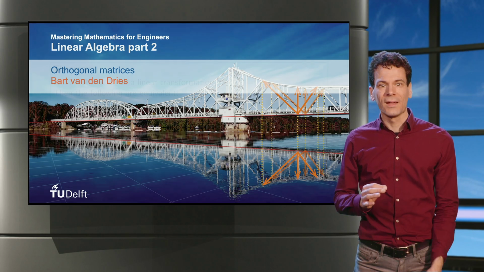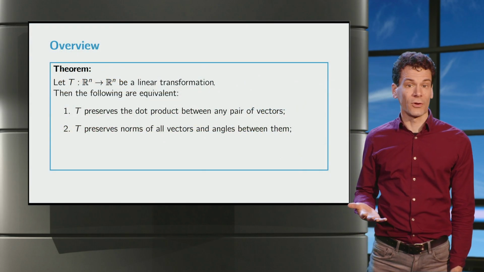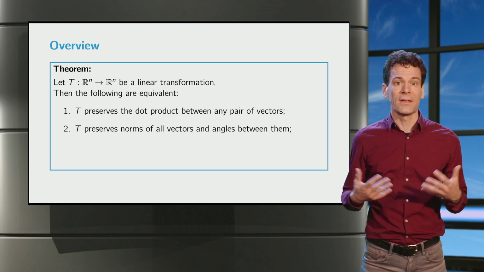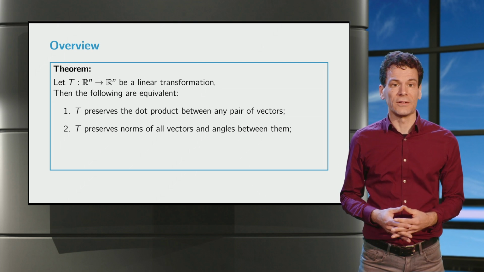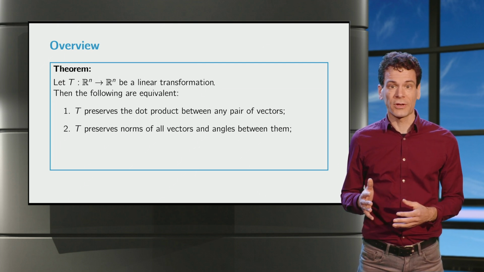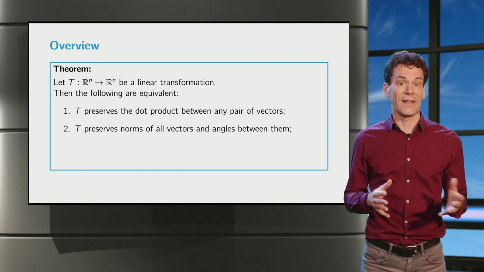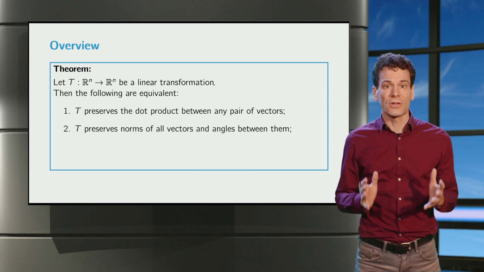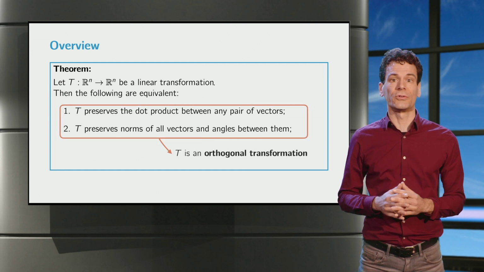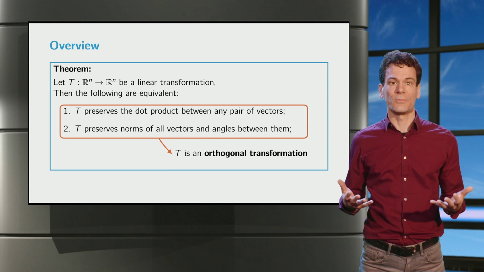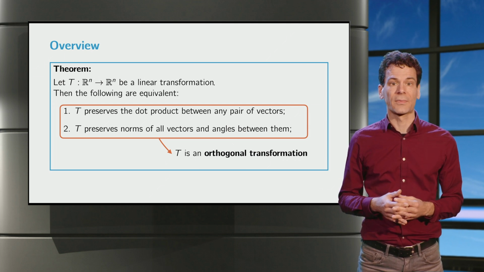Welcome back. In the previous video you learned the following. If T is a linear transformation from Rn to Rn, then the following two statements are equivalent. T preserves the dot product between any pair of vectors, and T preserves norms of vectors and angles between vectors. Such transformations are called orthogonal transformations. Examples are rotations and reflections, which play an important role in computer graphics.